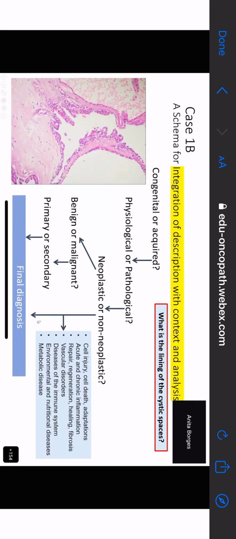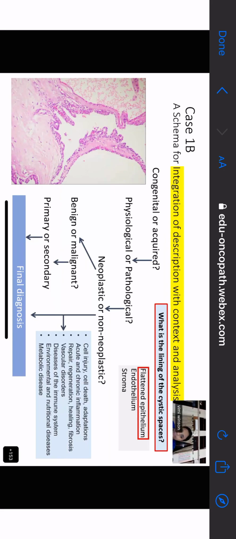Okay, now come on, Vimi. What is the lining of these spaces? Ma'am, this is epithelial lining, low cuboidal. All right. So if you have flattened lining, is it epithelium, endothelium, or stroma? Flattened endothelium. Excellent. So now answer all these questions. What will you choose? First line, congenital or acquired? Acquired. You're sounding very uncertain. Are you sure? Yes, ma'am, it's acquired.